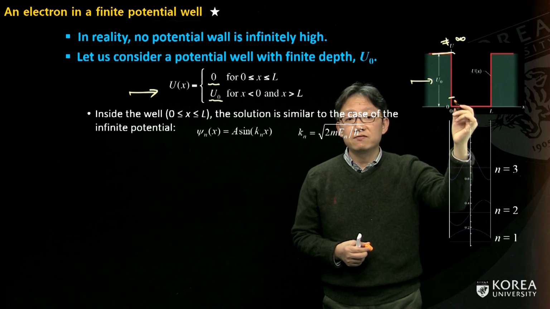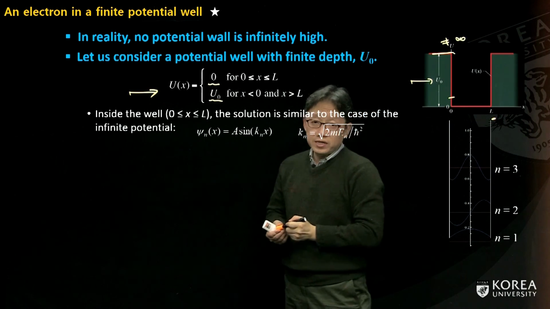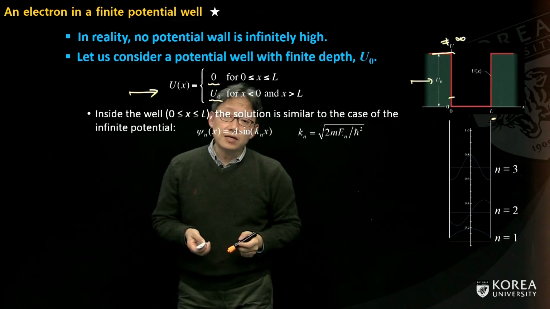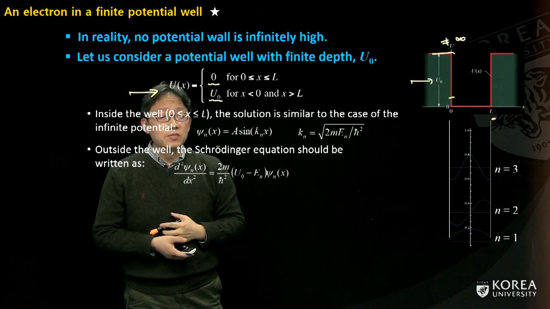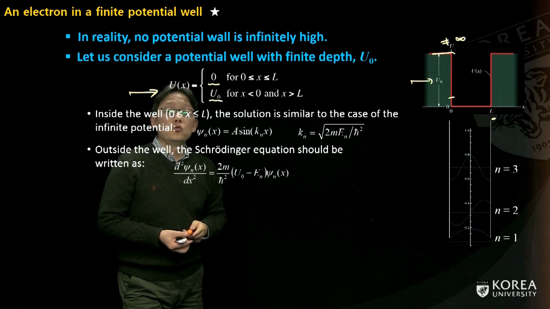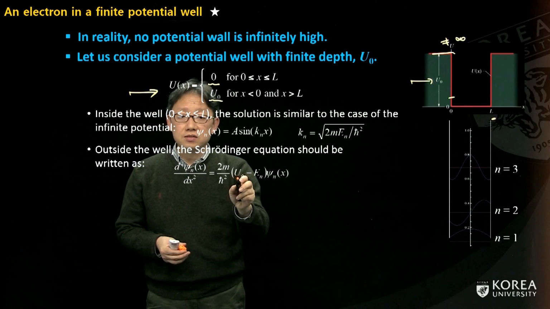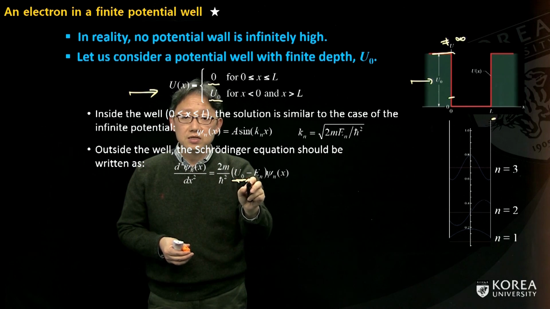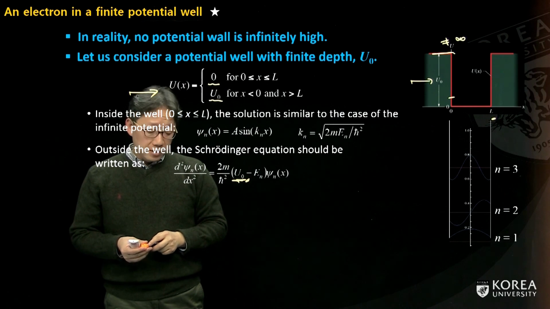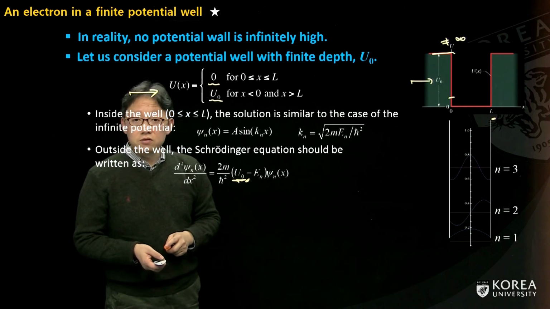So it can have some number in this area. So in order to do that, let's do this. Now in that area, we do have a potential. So therefore, we have to insert this potential energy in the Schrödinger equation. And then if you look at it carefully, what does it look like?